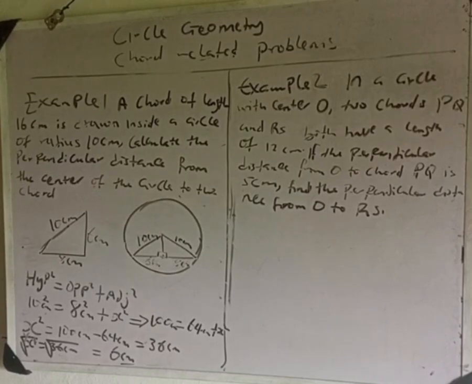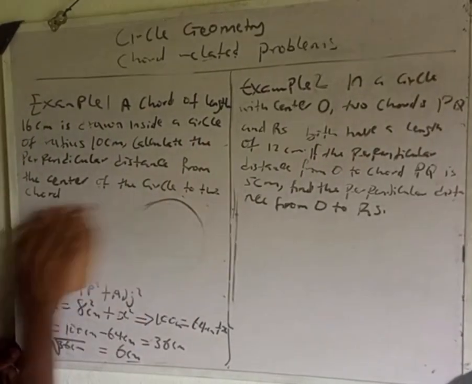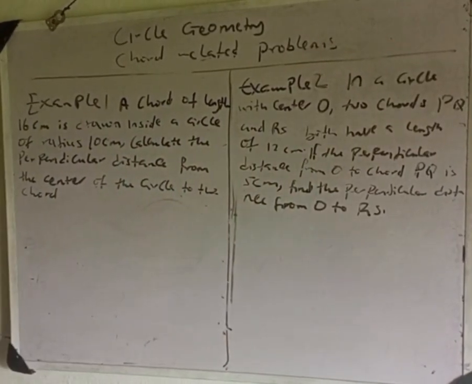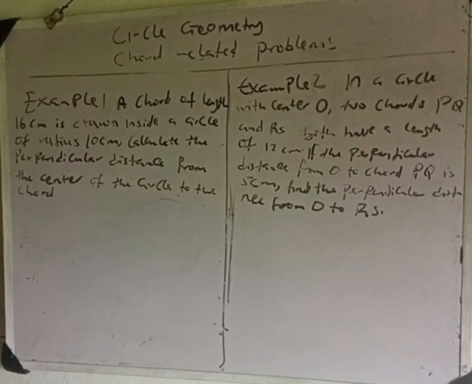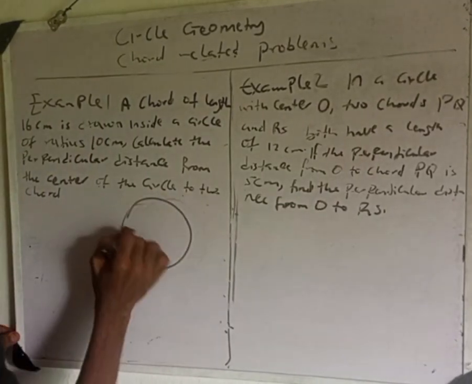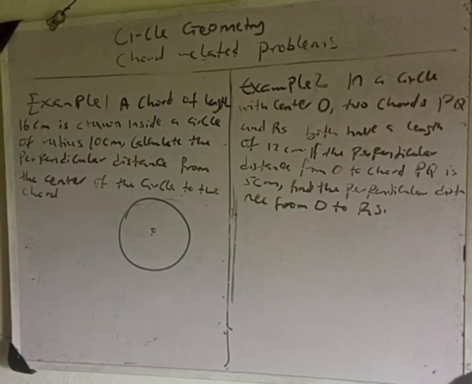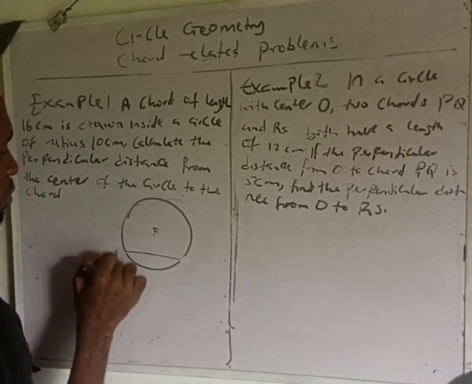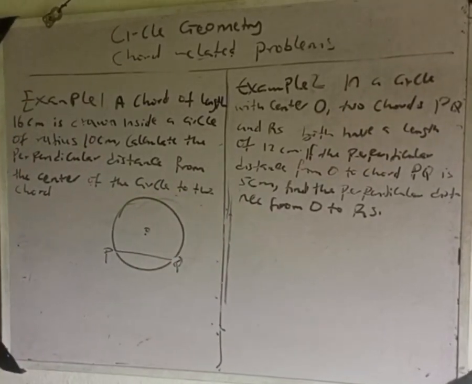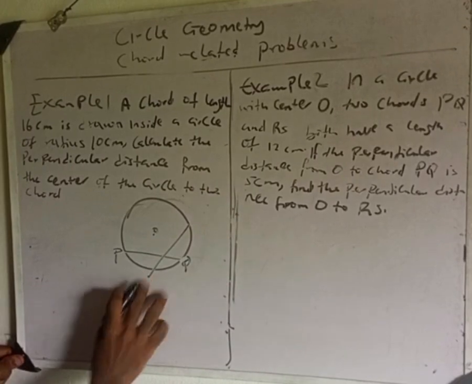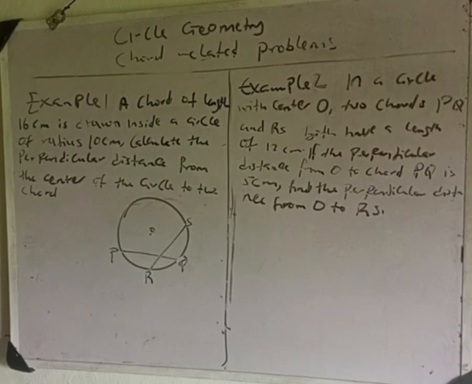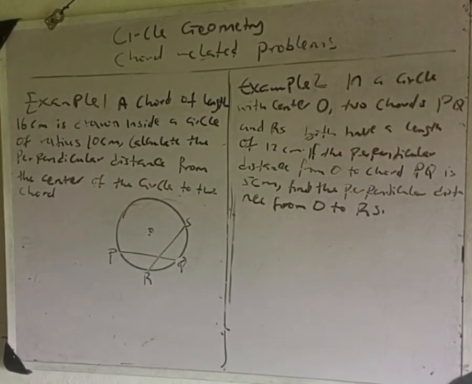The second question is tricky. So I'm going to clean this and try to draw the circle here so that I can go on to solve. So we have a circle. The center is O. And there are two chords, according to what we're told. Let's say this is the chord PQ. And there's another chord, and this chord is RS. And both have a length of 12 cm.